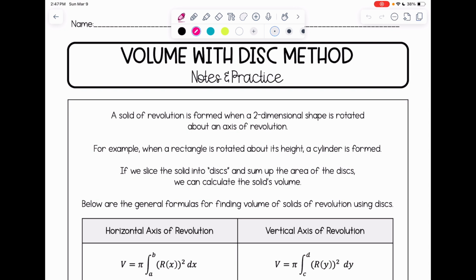So in order to find the volume, we're going to take the solid and slice it into disks, these very thin circles, and then find the area of them. When we add up the area of all of those circles, we can calculate the volume of the solid. So again, if we think about taking a three-dimensional shape, we slice it into all of these little disks. If we find the area of each disk, we can essentially calculate the solid's volume.